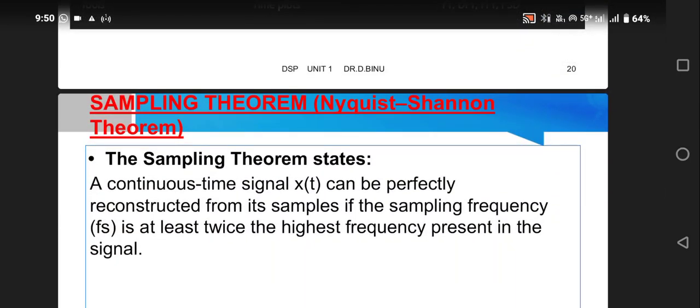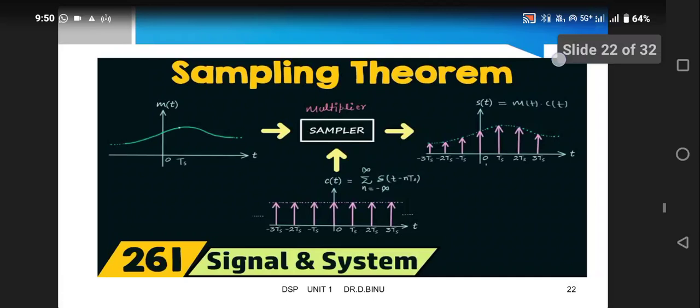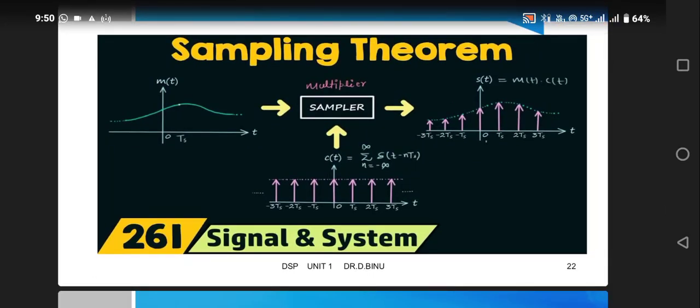What is meant by sampling theorem? The sampling theorem states that a continuous time signal x of t can be perfectly reconstructed from its samples if the sampling frequency f of s is at least twice the highest frequency present in the signal. The sampling theorem is diagrammatically represented in this diagram.